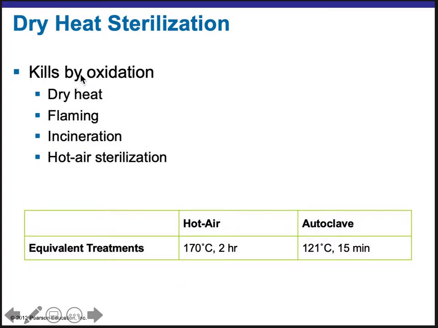Okay, so anyways, how do you kill by dry heat? You could use an oven. You could use a flame. We talked about flame sterilization of our inoculating loop, inoculating wire. So we use flame sterilization whenever possible. If it's waste, you could do incineration, or like I said, the hot air sterilization treatment.